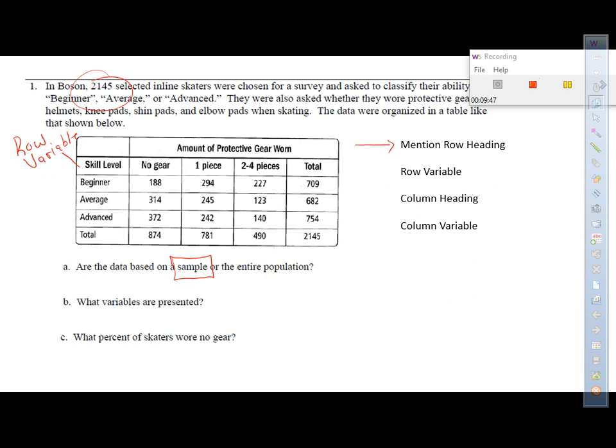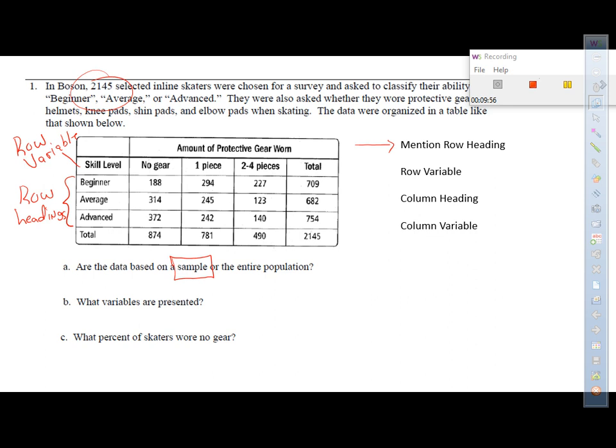These right here are called row headings. They had the row talking about beginners, average inline skaters, and advanced inline skaters. So row variable, something that could be measured, counted, or classified. And then the row headings are our breakdowns of that.